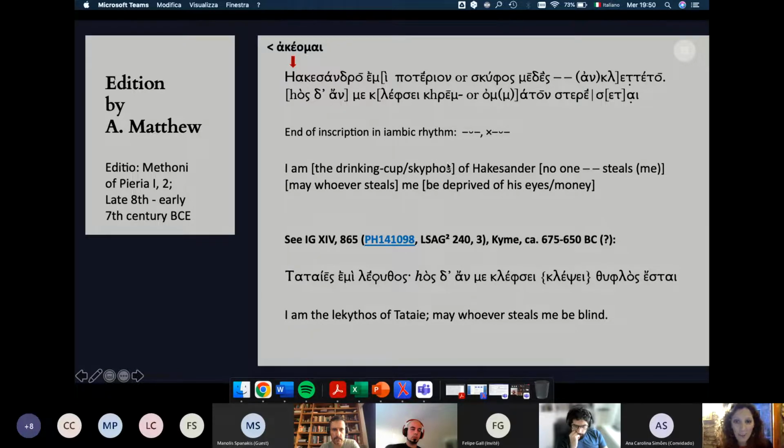We have to think it was kind of a normal thing on ceramics to put the name and then this threat. Maybe it's something ludic, of course, maybe it's not a real threat. And so they just reconstruct the second part of the inscription from Metone with the same structure. So may whoever steals me be deprived of this ice or money, because here this ending with the aton could be both omaton or crematon, so it could be very suitable in this picture.